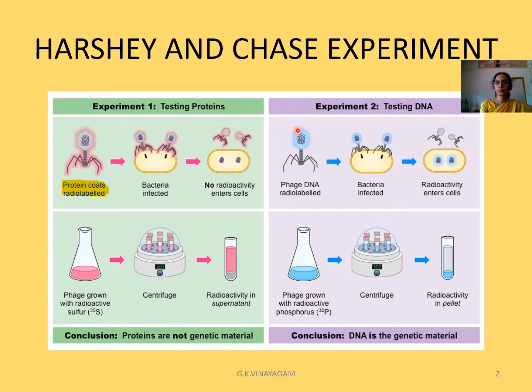Now this is the second setup. Here the phage is grown in radioactive phosphorus containing medium. Which part is showing the radioactivity? DNA. The phage is allowed to infect the bacterial cell. Before the lysis, it was agitated in a blender followed by centrifugation. Here can you see the radioactivity? It is seen at the bottom. That means DNA has entered into the bacterial cell. From this, they have concluded DNA is the genetic material.